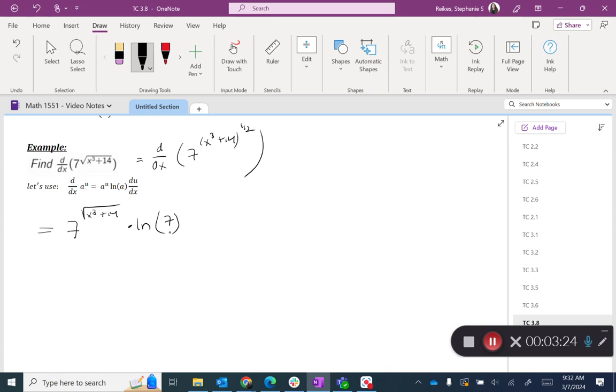Now I need the derivative of my inside function, so times power rule: 1/2 x cubed plus 14, 1/2 minus 1, so I got minus 1/2 in the exponent. And then I got another inside function again, times the derivative of x cubed plus 14, which power rule gives me 3x squared. And it's not the prettiest looking answer, but there you go, there is the derivative.